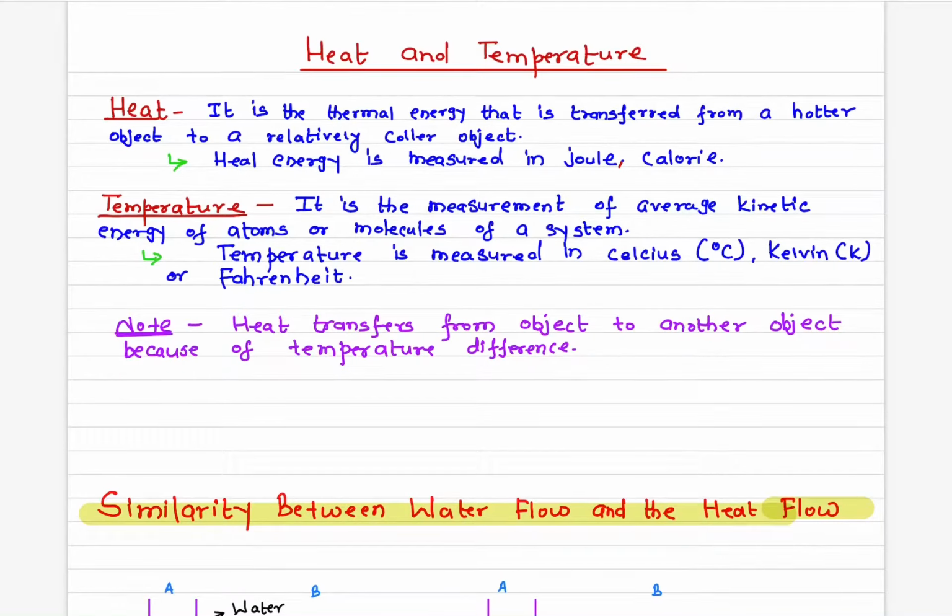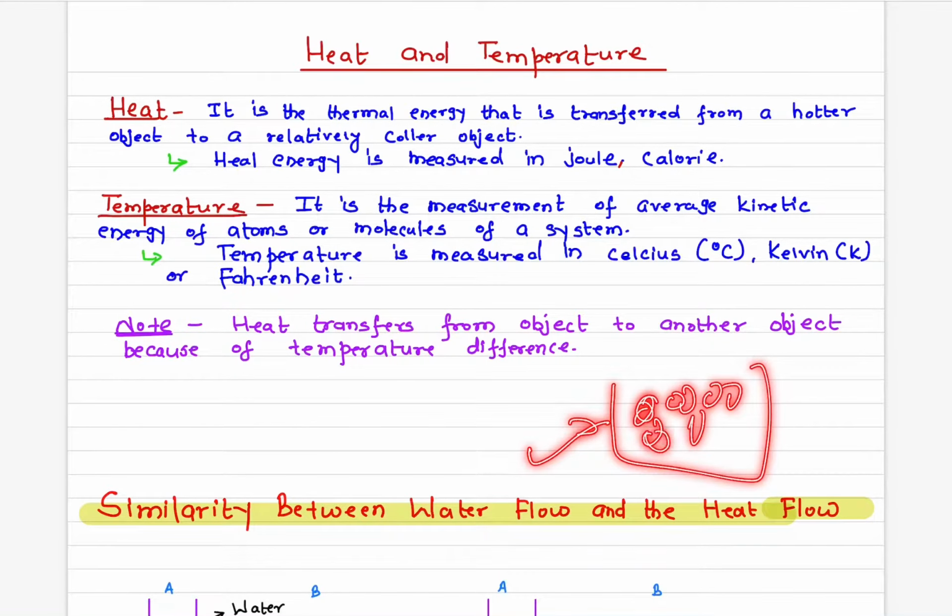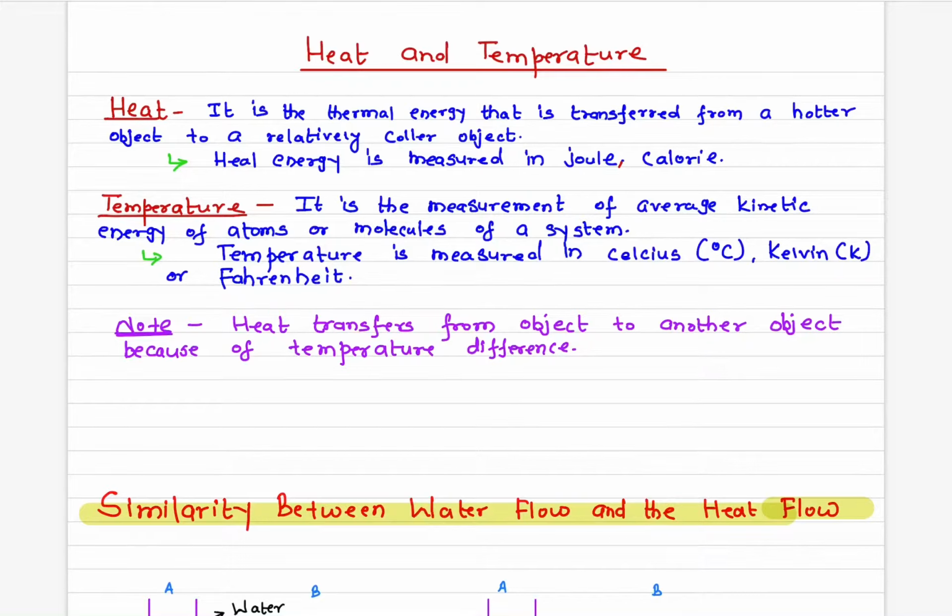In other words, the way we define temperature is the average kinetic energy of atoms or molecules of a system. So for example, if you have a gas, the gas molecules, and if you change the temperature, what happens to the gas molecules? They start vibrating more vigorously. So that means if they start vibrating more rapidly, the temperature has increased.